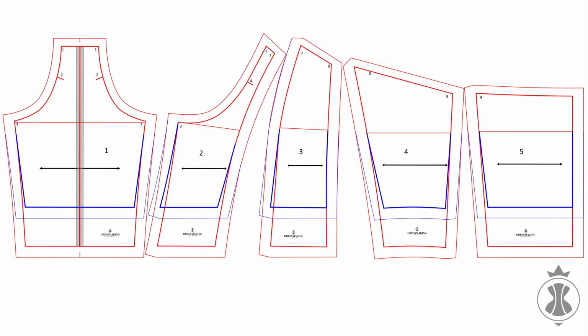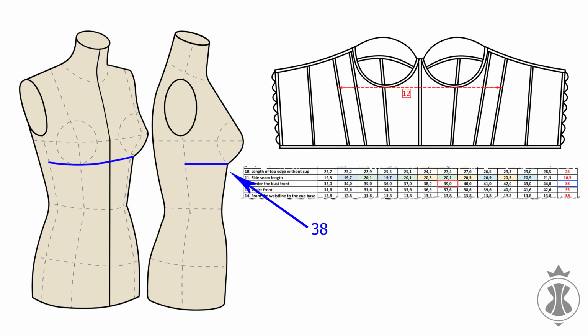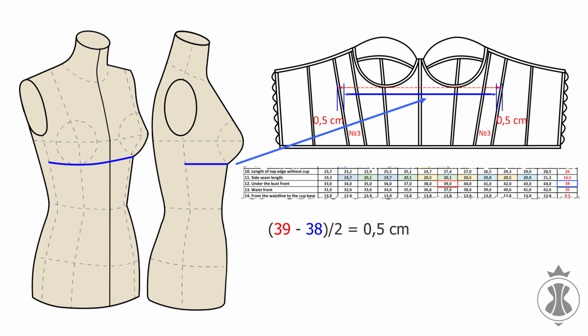the girth measurements. We will make a preliminary calculation based on the measurements underbust front and waist front. We will find out what changes need to be made to the side details of the front so that the side seam is in the correct place. Let's find the difference between the underbust front measurements of the pattern and the dress form, and then halve this value. 39 minus 38 divided by 2 equals 0.5 centimeters.